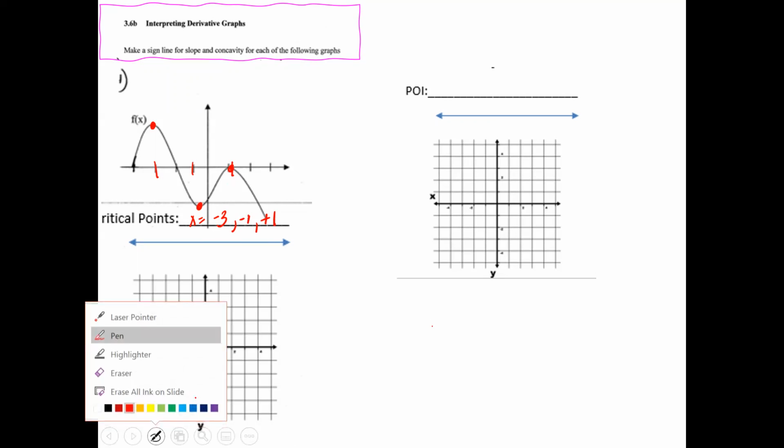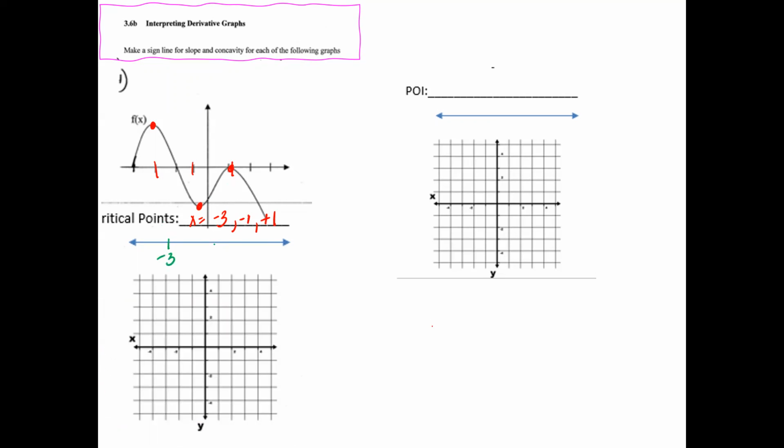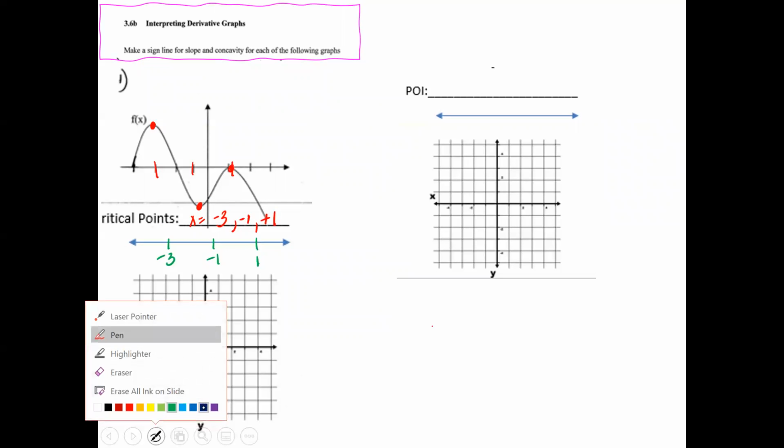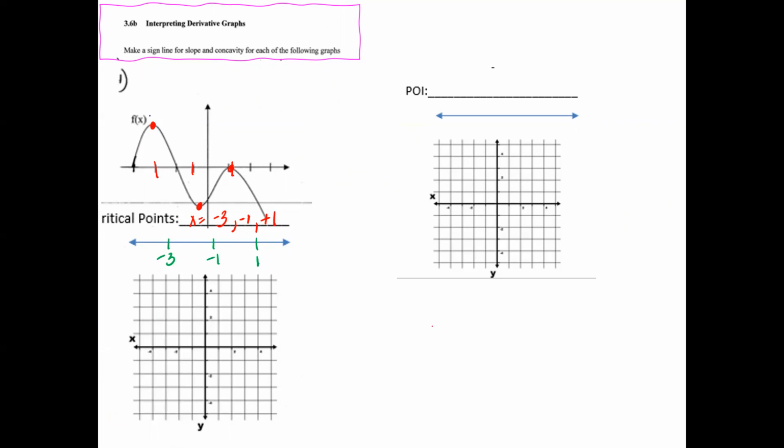From there, I'm going to do a sign line so I can notate where they're located. So -3, -1, and +1. Now I'm going to find my slope based on the curvature of this graph. Let's take a look at the first one. At -3, it is a negative slope. I'm sorry, it's a positive slope. Positive slope, so I'm just going to put positive. Now, between -3 down to -1, it is a negative slope, so I'm going to put a negative right there. And then between -1 to +1, it is a positive slope, so positive. And then after that, it is a negative slope, so negative.